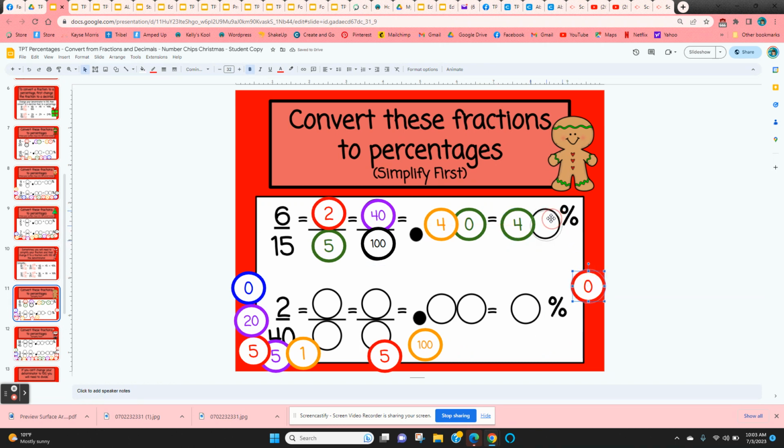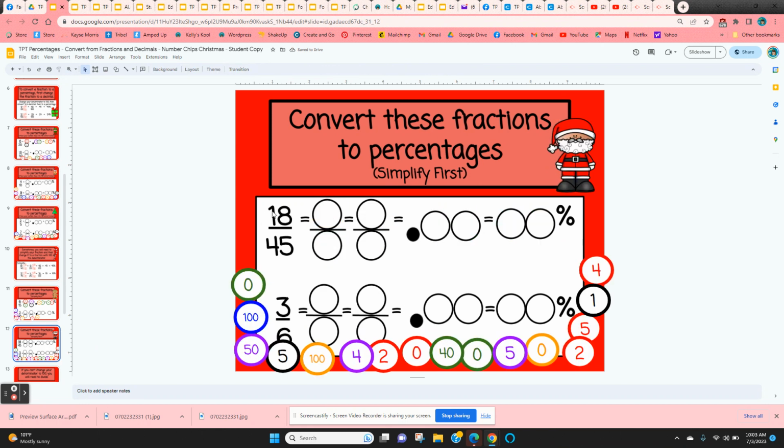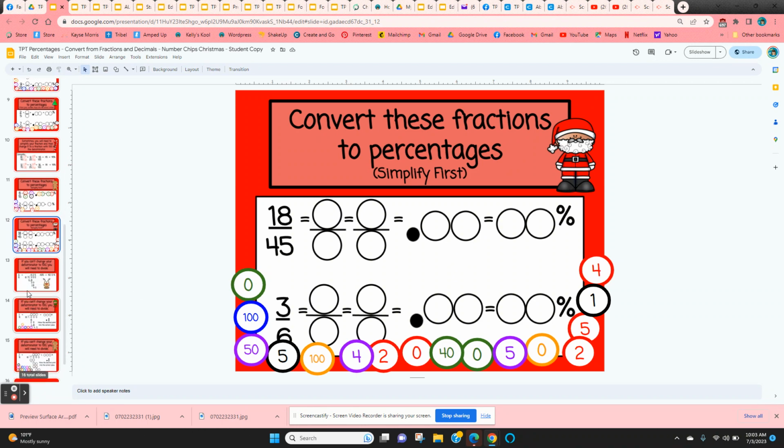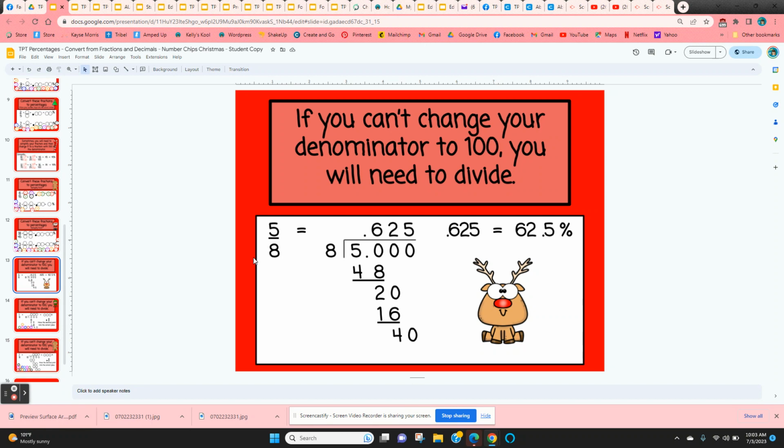So this slide and the next one, that's what they're going to be doing. They're going to be simplifying first, then converting to an equivalent fraction with 100 in the denominator. Write that as a decimal, change it to a percent. Now, sometimes you can't convert your fraction to an equivalent fraction with 100 in the denominator. So here I can't simplify. I can't multiply 8 times anything to get 100. So I have to use long division.